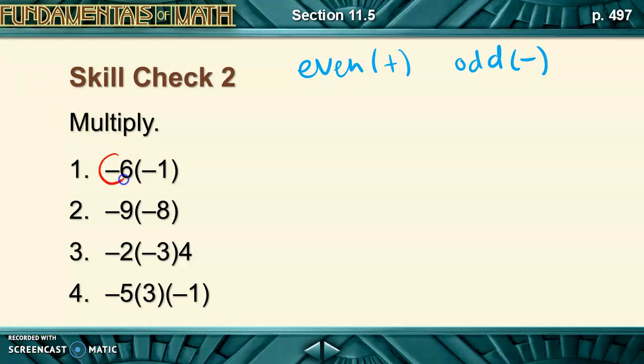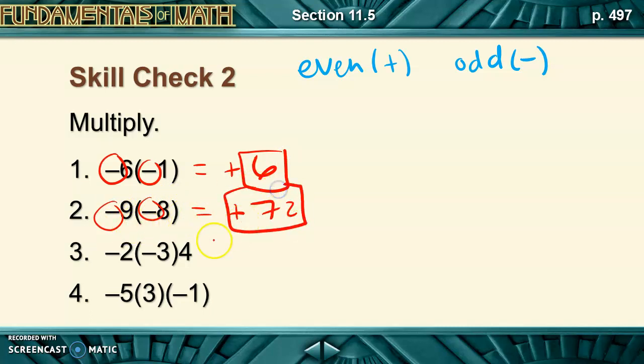Alright, how many negative signs do we have? We have 2. The whole thing has an even amount, so the whole thing's positive. 6 times 1 is 6. Our answer is 6. 2 negative signs. The whole thing's positive. 9 times 8, 72. We have 2 negative signs. 2 times 3 is 6. 6 times 4 is 24.